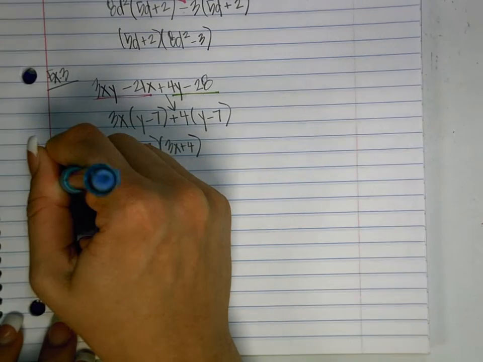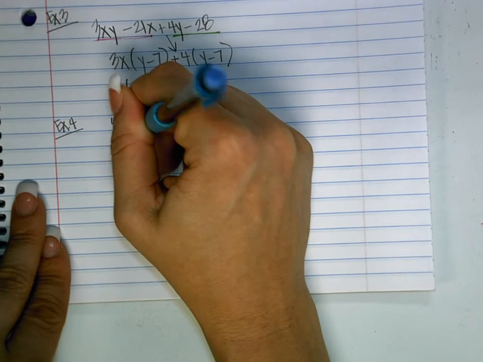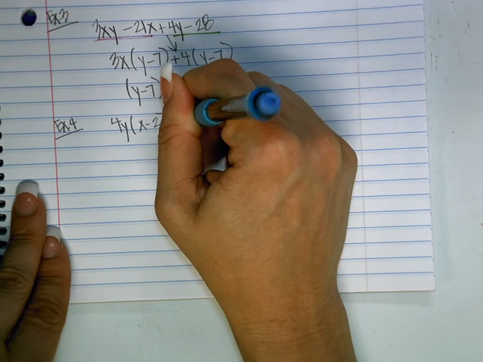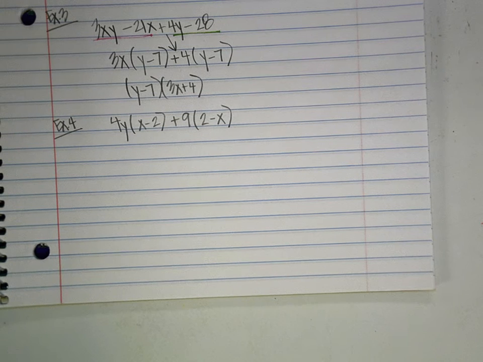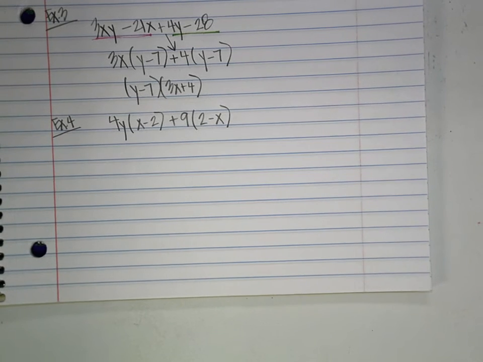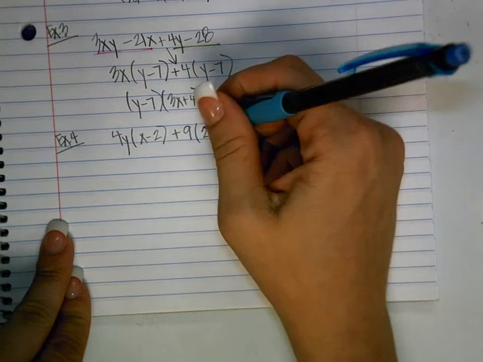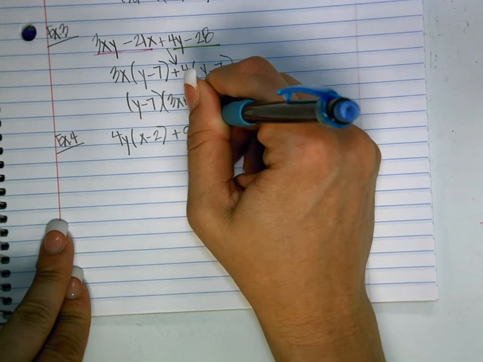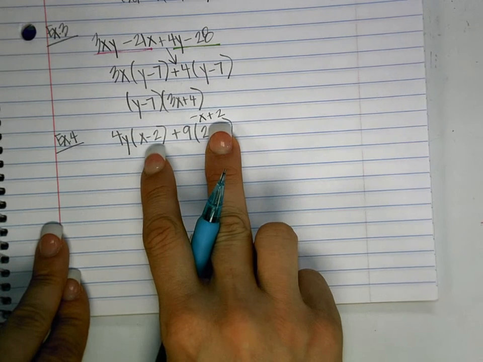Okay, let's try another one. For number 4, I'd like you to factor 4y multiplied by x minus 2 plus 9 times 2 minus x. Make it just a little bit harder. This one is already kind of pre-factored for you, but what do you notice about the two parentheses? They're exactly opposite of each other. They're backwards. If I rewrote this with the variable first, it would be rewritten as negative x plus 2. So how could I make these be exactly the same?